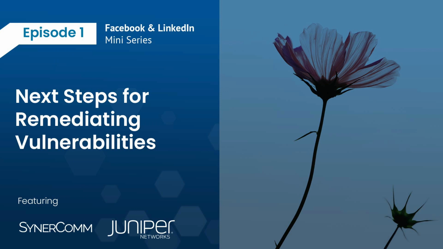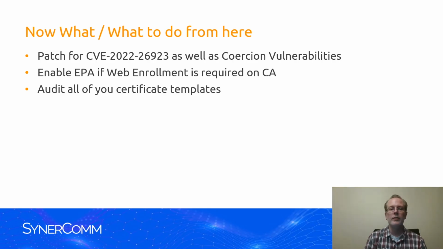Okay, so let's talk about remediations in general for all the vulnerabilities we've discussed. Number one, of course, we just talked about it. Go ahead and apply the patch for Certified. Also, if you're using web enrollment, go ahead and enable EPA. And it's a very good idea to go ahead and audit all your certificate templates. If you've never done it before, I would highly recommend doing that.